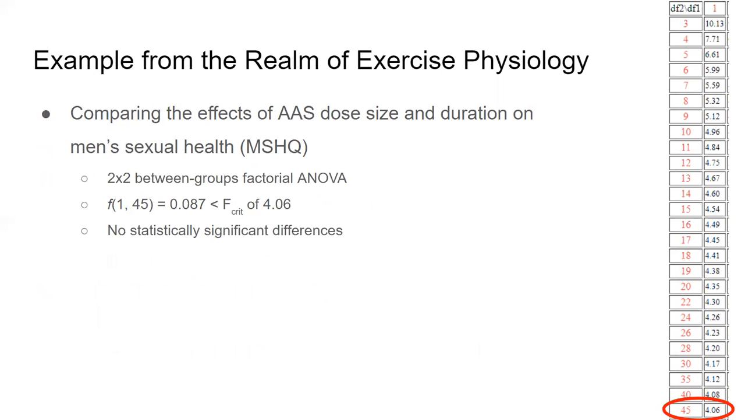Here's an example from the realm of exercise physiology. This was actually an abstract that Dr. Mullen and I submitted late last year. We compared the effects of anabolic androgenic dose size and duration on men's sexual health via questionnaire. It was a 2x2 between groups factorial ANOVA design with an F distribution of 1 and 45. Our F value was 0.087, which was much less than the F crit of 4.06, as we see on the table snippet on the right. And thus we concluded that there were no statistically significant differences between the groups.